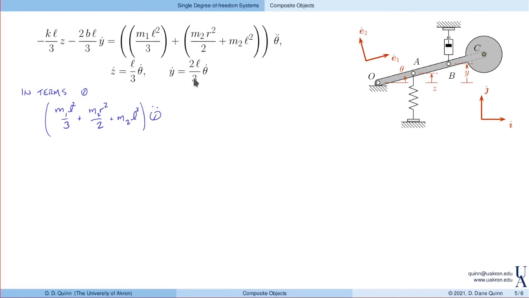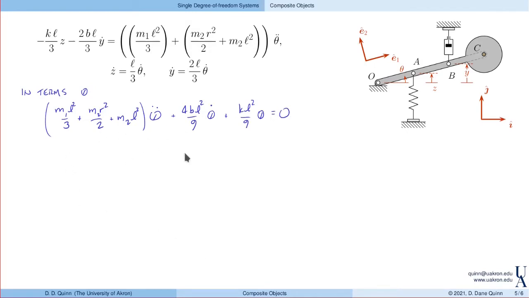So let's do the velocity first. That becomes 4bL squared over 9, 3 times 3 here, because we have to take this y dot and put it into this expression, times theta dot. And then we'll do the same for z. Notice that this constraint relationship is given in terms of the velocities, but if I integrate with respect to time, z is equal to L over 3 times theta. And so that gives me KL squared over 9 times theta equals 0.